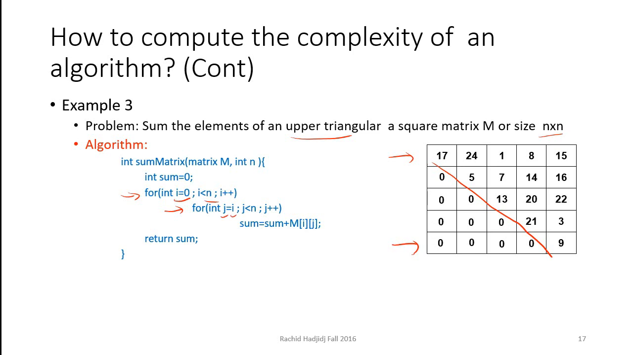So when I is 0, you start from 0. When I is 1, you start from 1, because you want to start from this one. When I is 2, you start from 2 here, and so forth. So here, j doesn't start from 0 as in the previous example, but it starts from I. And the complexity here is a little bit tricky to compute.